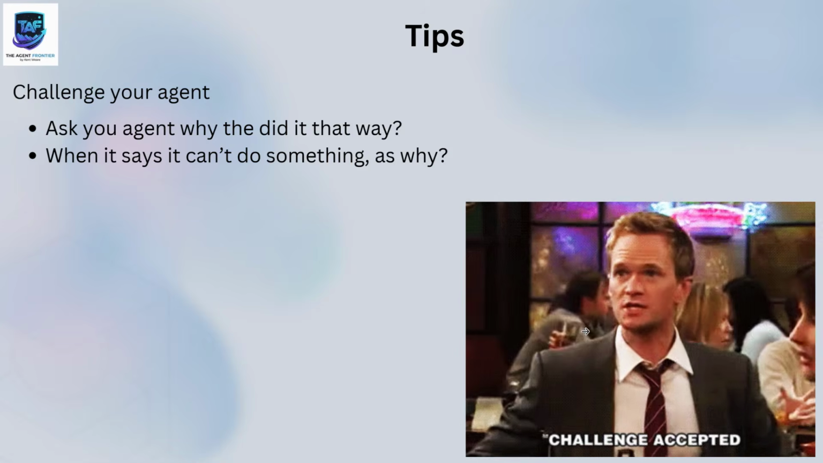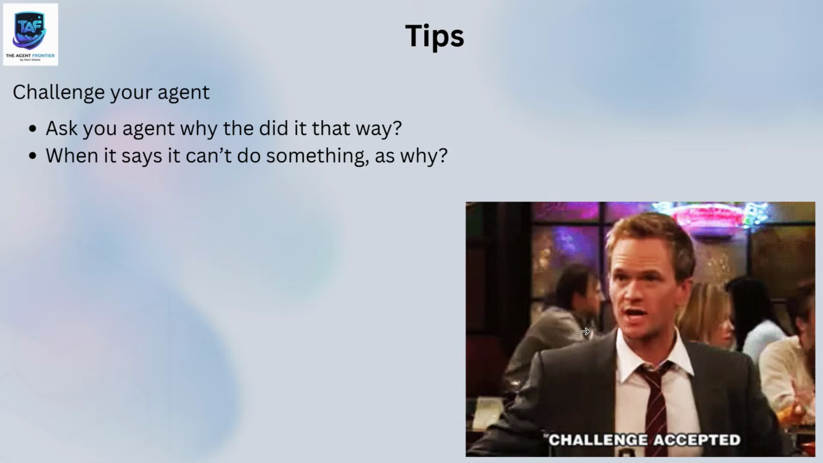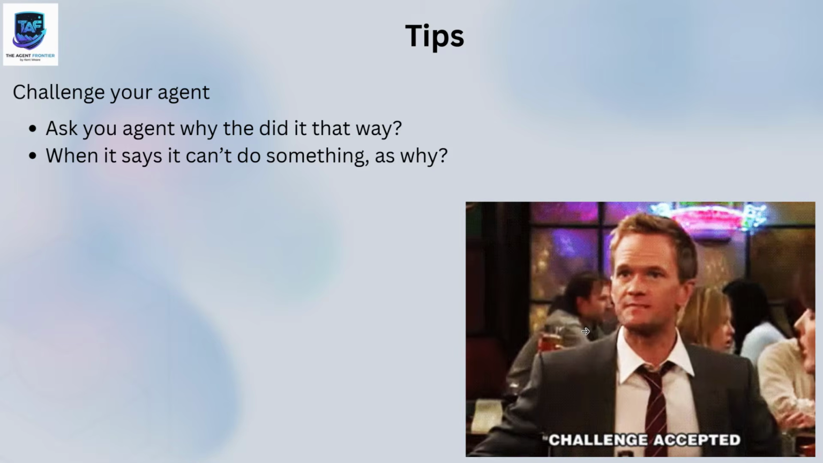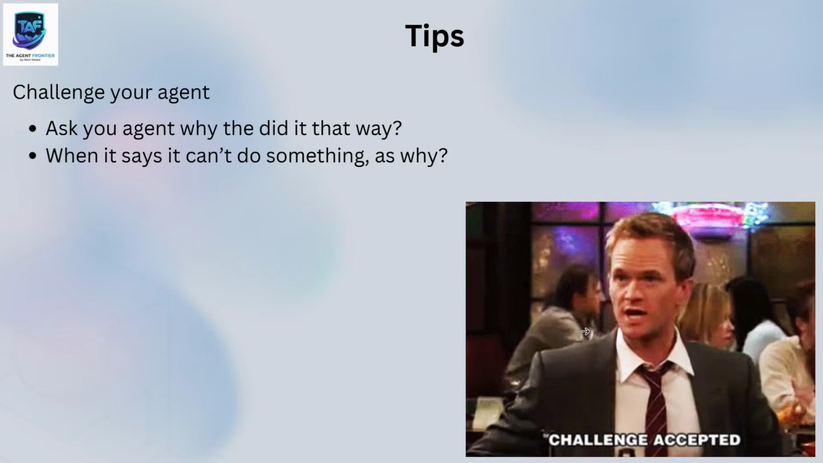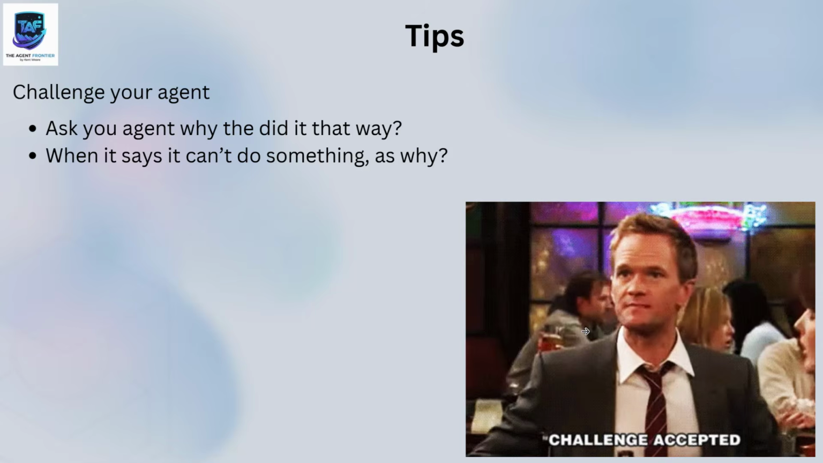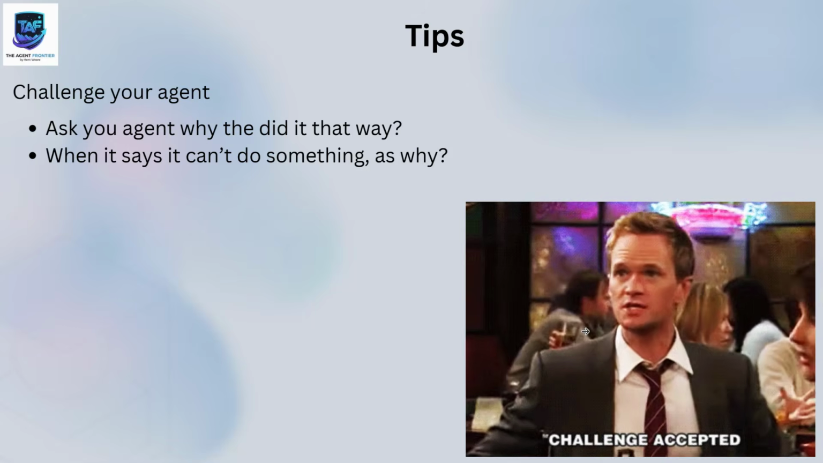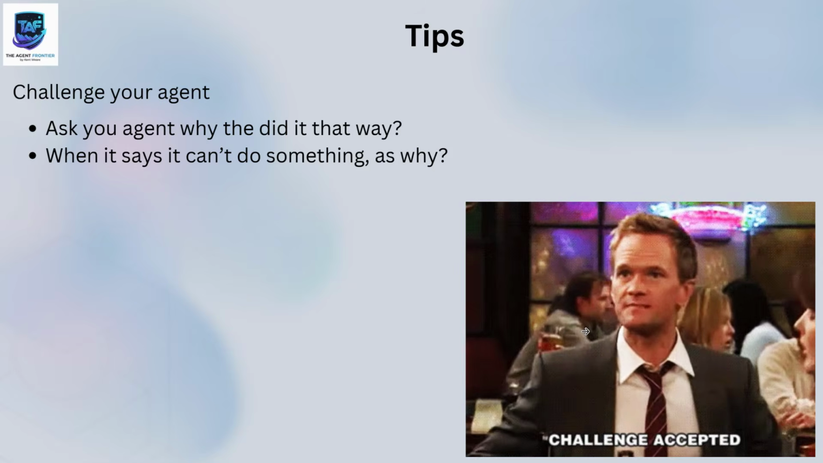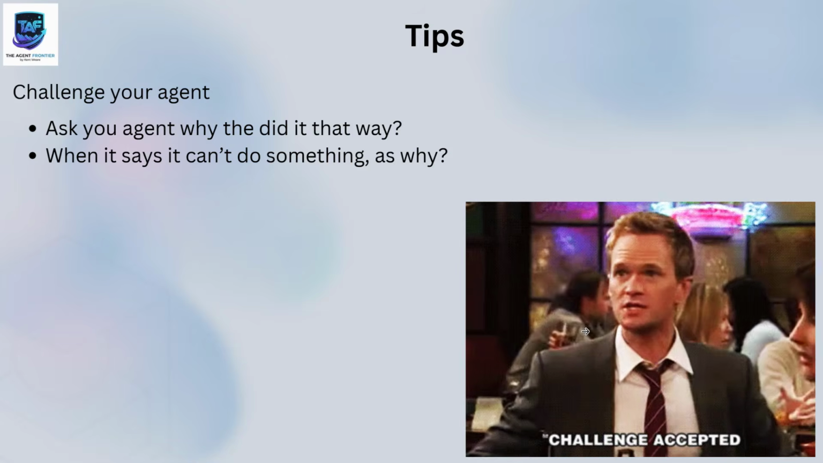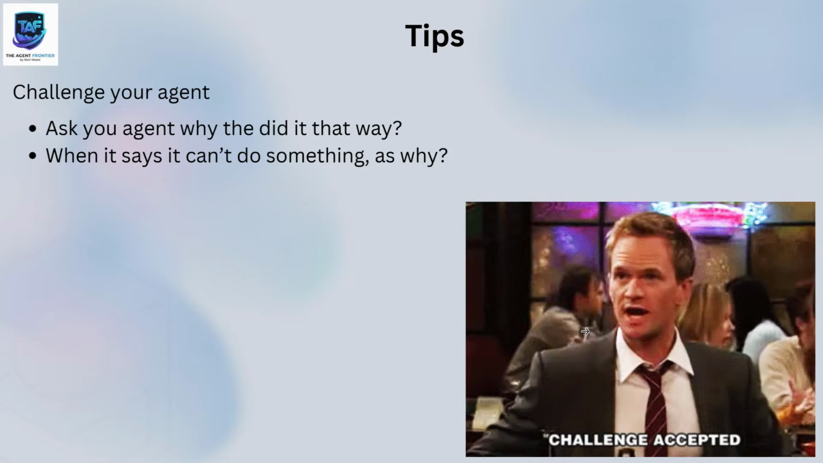Now, another thing is, challenge your agent, being able to ask why it did it that specific way. For example, back to the MCP server, when it was wanting to remove the Microsoft Learn MCP server, I'm like, well, why did you do that? That doesn't make sense. We're not actually solving the problem. And sometimes it might say, oh, I can't do it, or why don't we do it this other way? Sometimes it's good to push on it to say, no, let's go this other way.